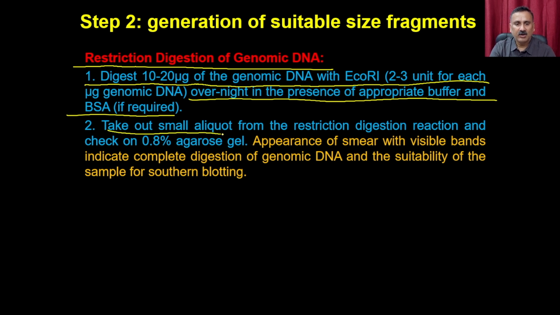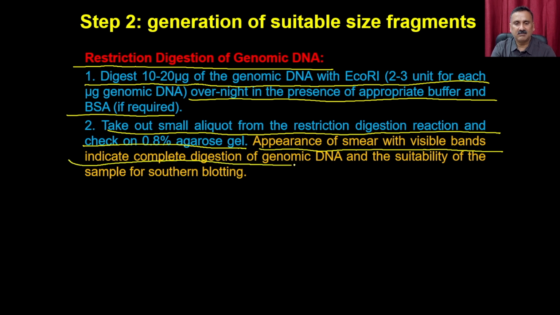Then take out a small aliquot from the restriction digestion reaction and check it on a 0.8% agarose gel. Appearance of a smear with a small visible band indicates complete digestion of the genomic DNA and the suitability of the sample for Southern blotting.